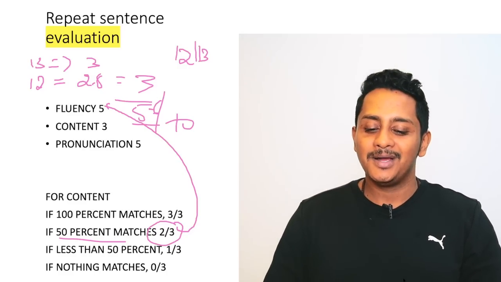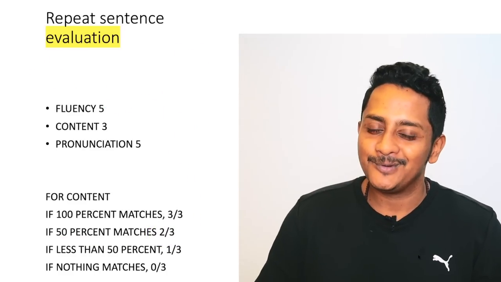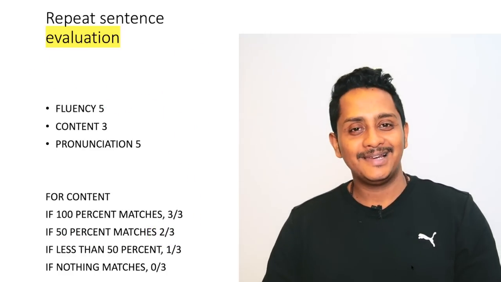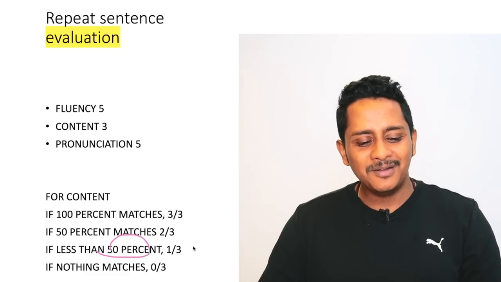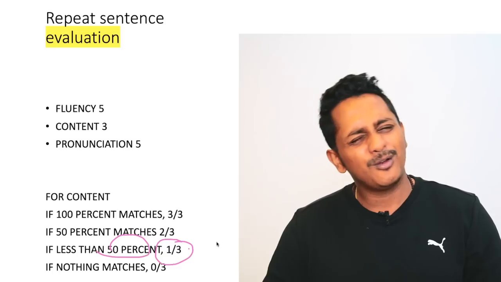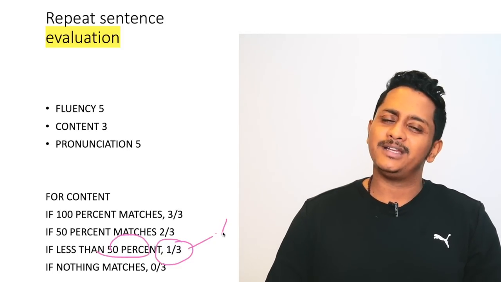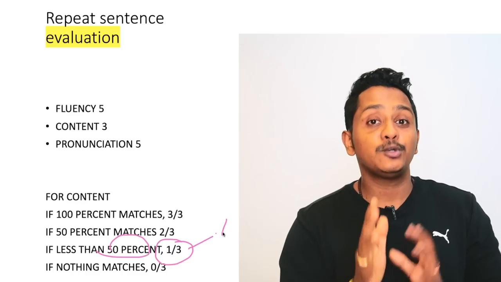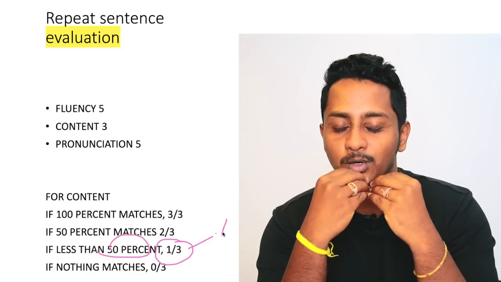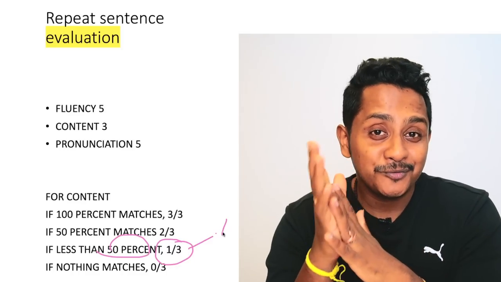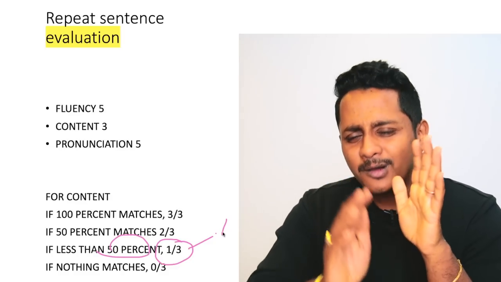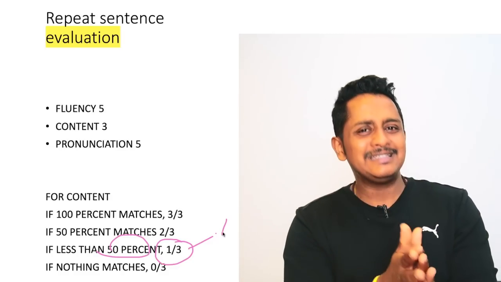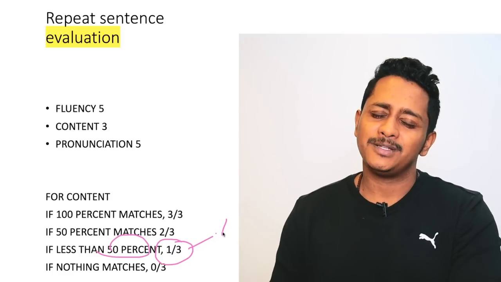This is the catch. But you need to be fluent. You cannot fumble. Hope you're getting it. Less than 50%, they're saying 1 out of 3. No, you almost end up getting 0 for that repeat sentence. If there are 10 words, don't stick to 5 words. Some of the words you speak may not be clear, and the software may not be able to interpret them clearly. Always go one step ahead and speak at least 60%, which I always suggest to all my students.